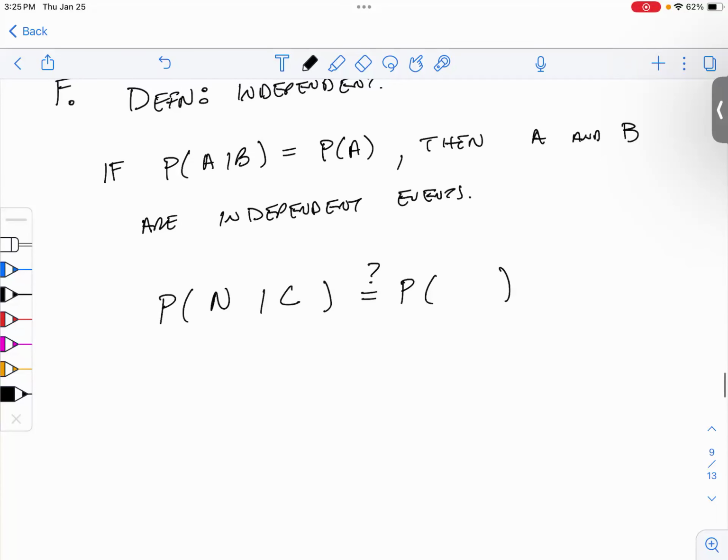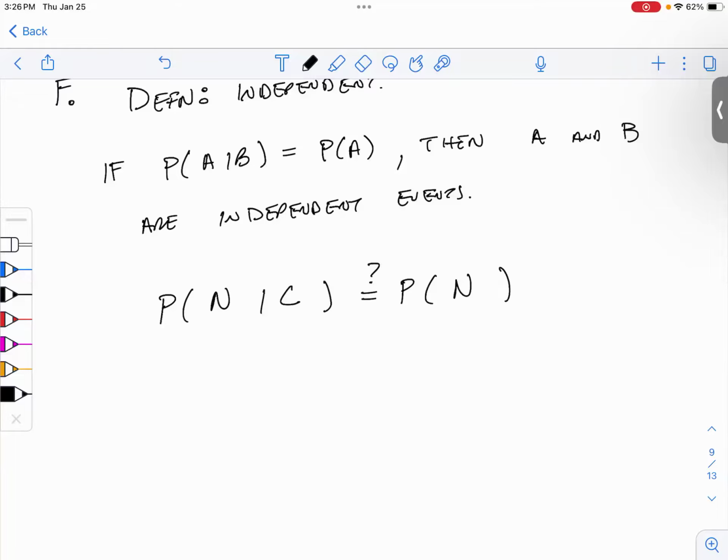So using the definition, if I'm going to do the probability of N given C, I compare that to which one? N or C, those are the options. N. Why is it N? Because N became A, right? B became C, so I have to keep that consistent. Hence, that has to be N as well.